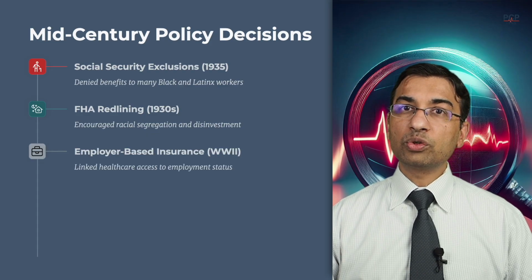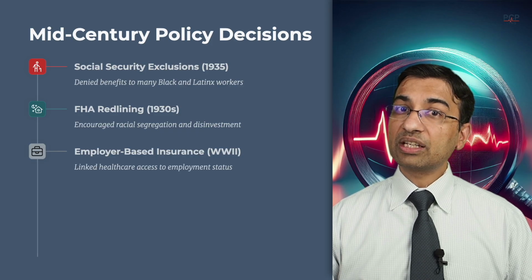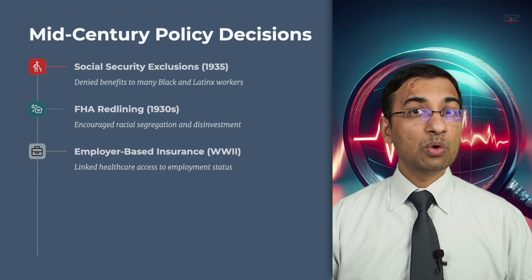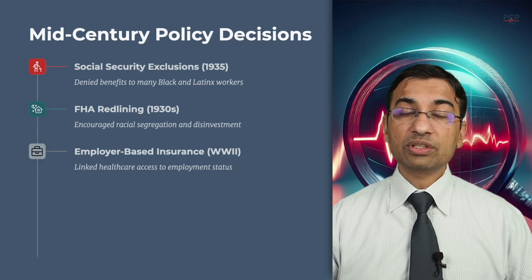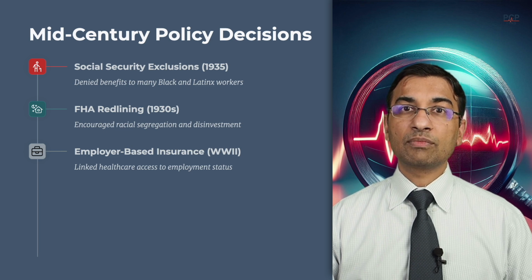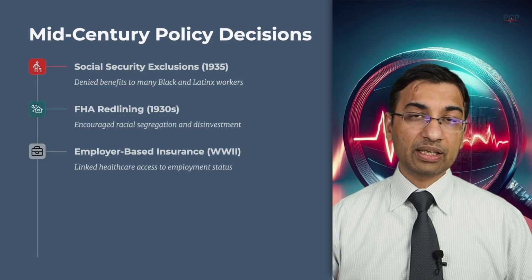After World War II, due to rising inflation, the government implemented wage freezes. So employers started attracting people looking for jobs by providing health insurance as an ancillary benefit. This was the genesis of employer-based insurance in the United States, linking healthcare access to employment status. This was then further codified by granting employers tax benefits for providing health insurance.